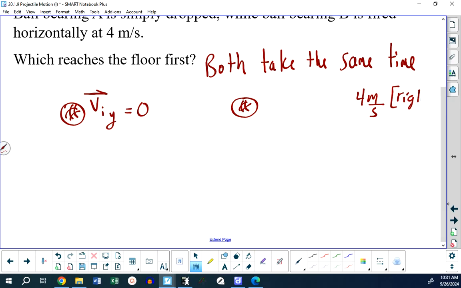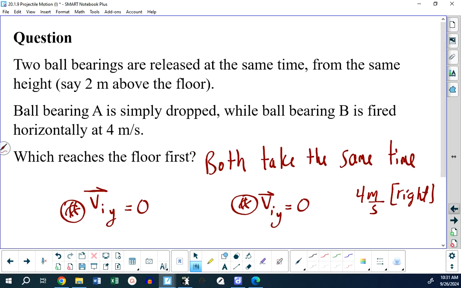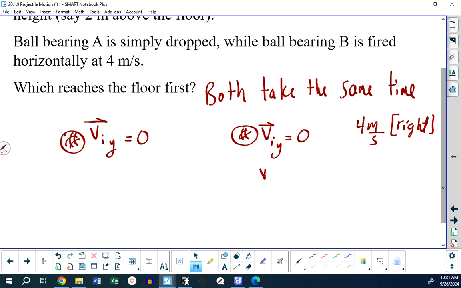right, then VIY is 0. It's not moving down at the instant I fire it. Now, it turns out VIX is 4. Are you with me? This VI is like the boat traveling south, and the VX is the speed of the river.